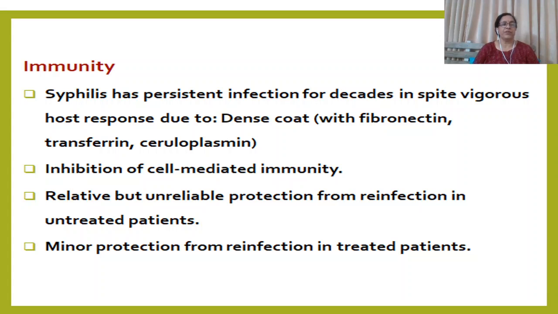In case of a treponema, upon infection, immunity develops in the body. Syphilis has persistent infection for decades, in spite of vigorous host response, due to its dense coat. This dense coat is with fibronectin, transferrin, and ceruloplasmin. There is an inhibition of cell-mediated immunity. Relative but unreliable protection is observed from reinfection in untreated patients. There is a minor protection from reinfection in treated patients.